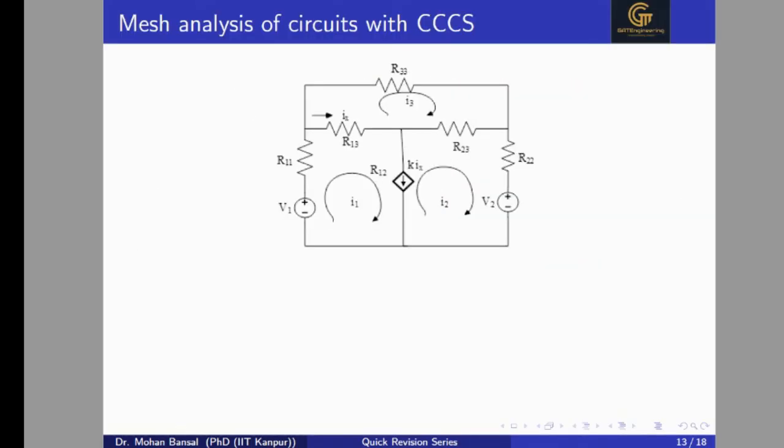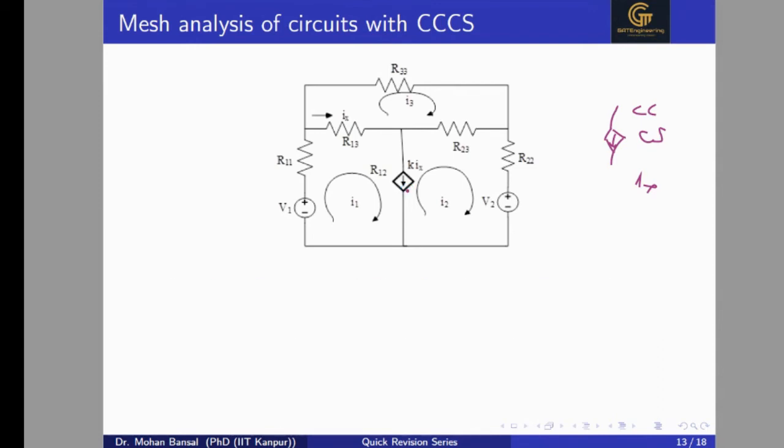Now we will consider another example in which a current controlled current source is given. Here you can see the diagram for the current source, and it is controlled by Ix. So this is the current controlled current source. Now this problem is a little different.